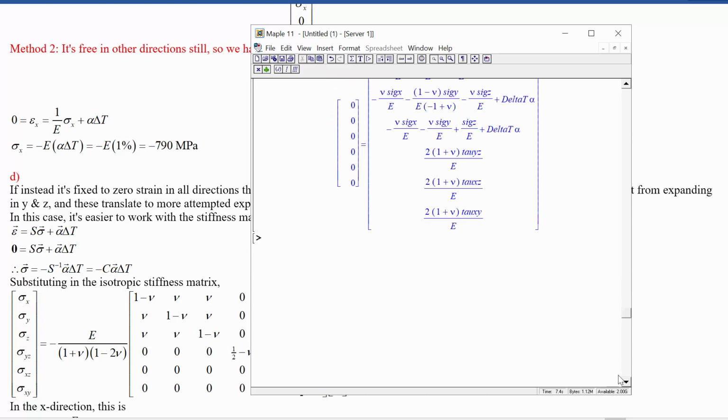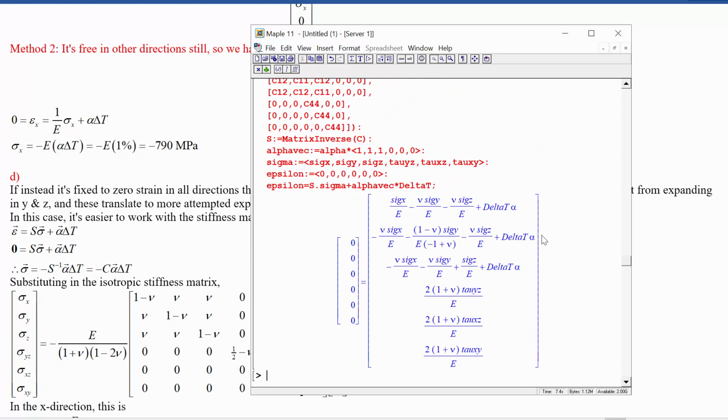Okay, now we've got the equation that happens when you multiply the compliance matrix by sigma and then add it to the alpha vec delta T. You see, the issue is that while we can see from the isotropy of the material that the shear stresses have to be 0 right away, it's hard to tell what all of the axial stresses are because the first 3 of these are 3 equations and 3 unknowns.